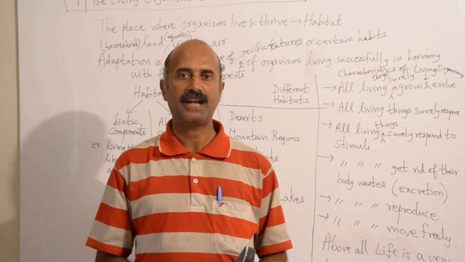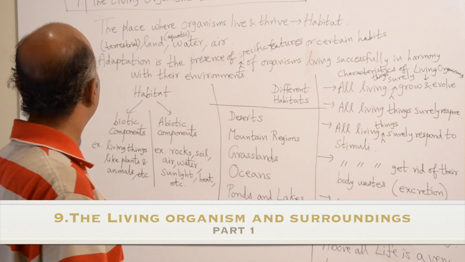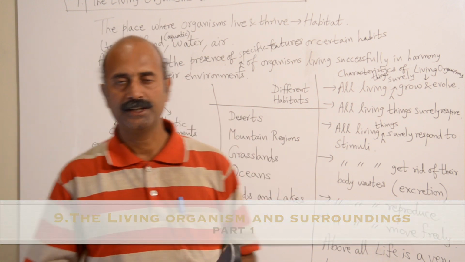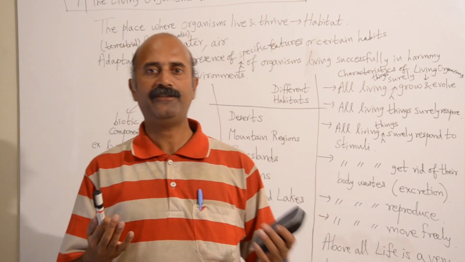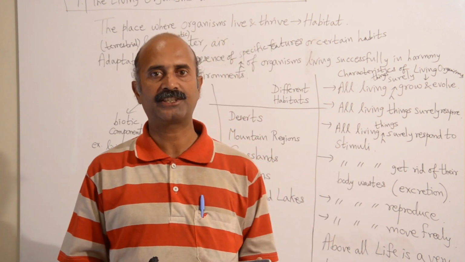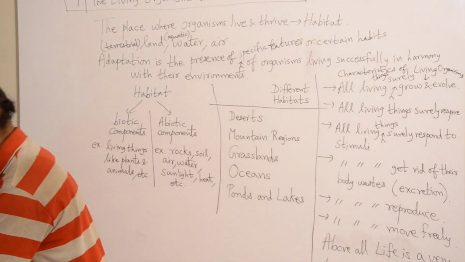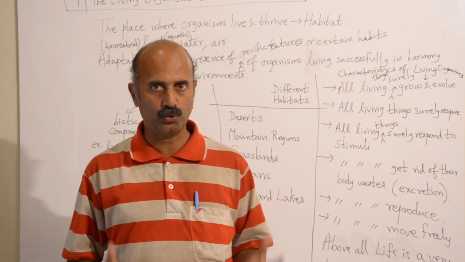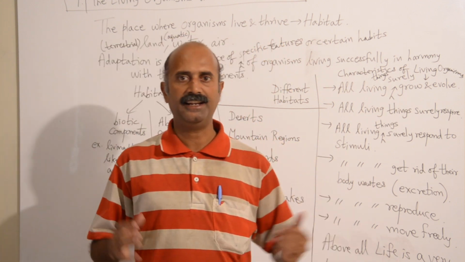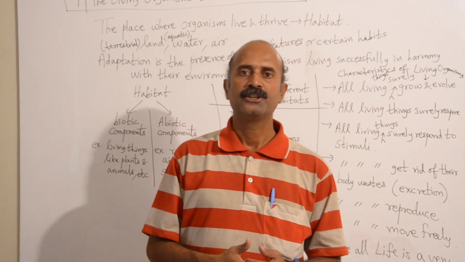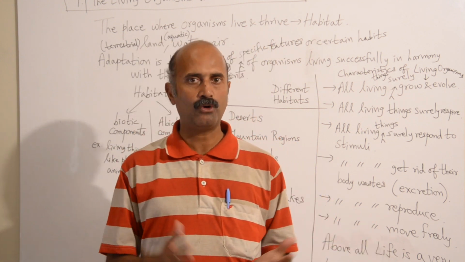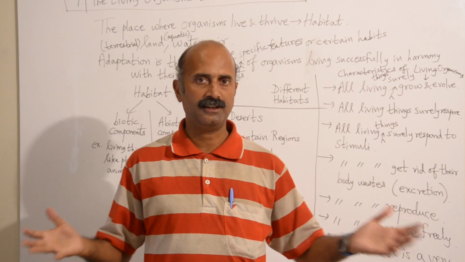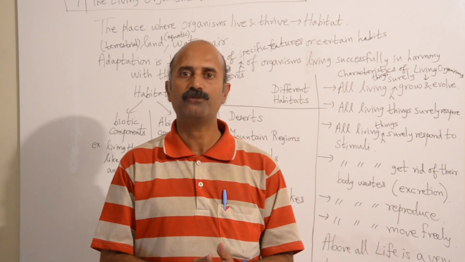Now we will be studying chapter 9, the living organisms and their surroundings. So what do you mean by living organisms and their surroundings? We are all living organisms. You, me, we are all living organisms and we need a place to live and survive and live our lives efficiently. So we need proper surroundings and environments for living successfully in various environments.